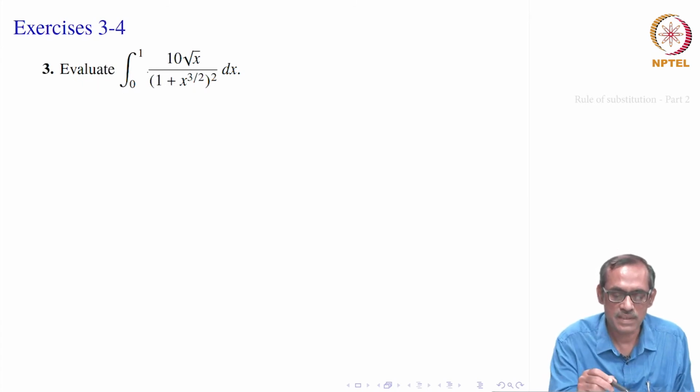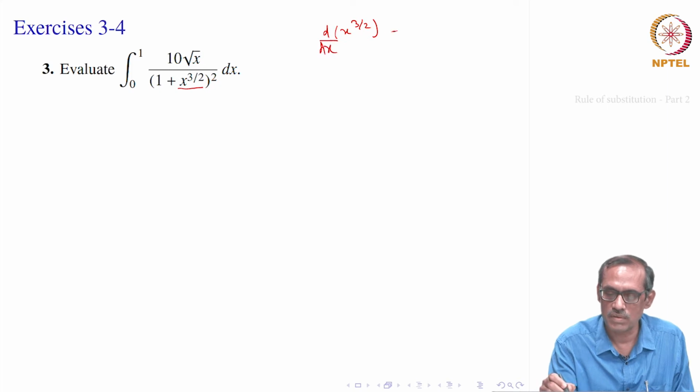We want to evaluate the integral from 0 to 1 of 10 root x divided by 1 plus x to the power 3 by 2, whole square. So, the problem is this: x to the power 3 by 2 is here and the root x is there, but we know the derivative of x to the power 3 by 2 is 3 by 2 into root x, right. The derivative of x to the power 3 by 2 is equal to 3 by 2 into x to the power half, right.